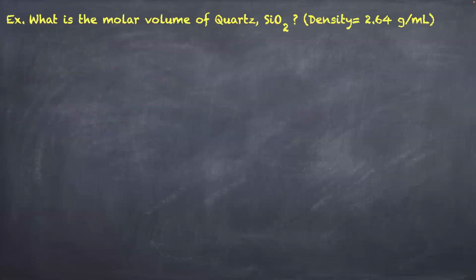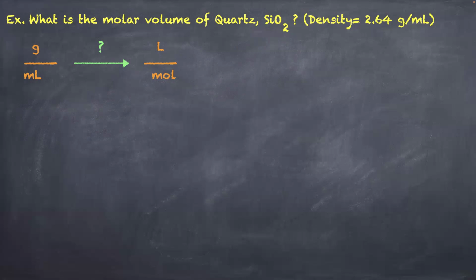What is the molar volume of quartz, SiO2? And the density is given to us to be 2.64 grams per milliliter. So molar volume, we have to first figure out what is the unit for molar volume. So molar volume is in liters per mole. And the information we have is in grams per milliliter. So that's the density we have for it.